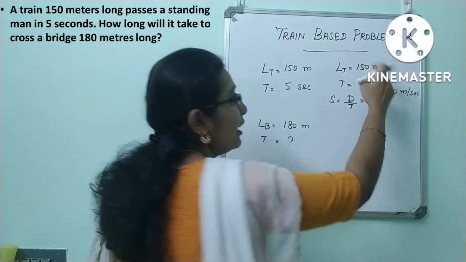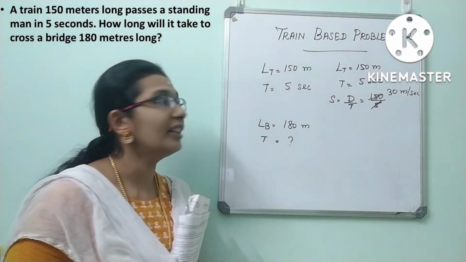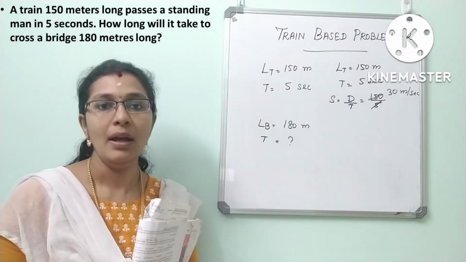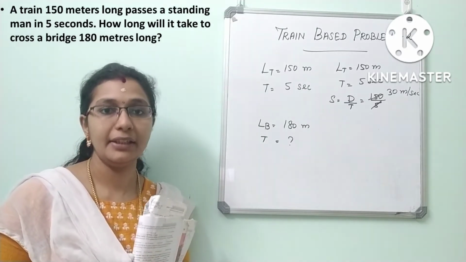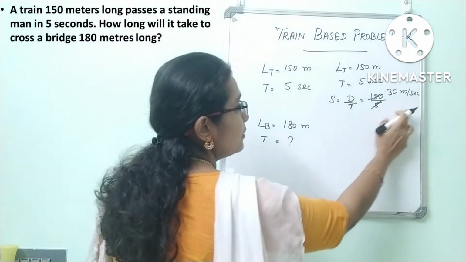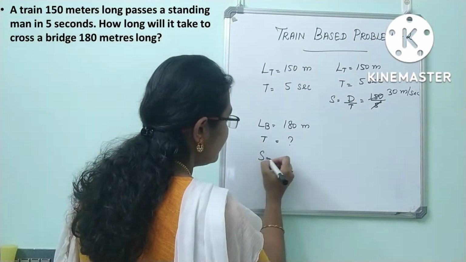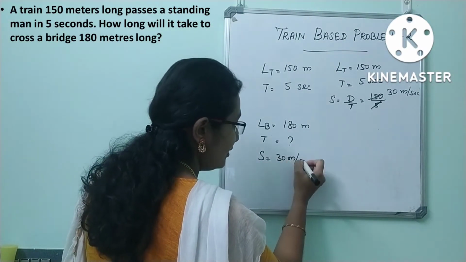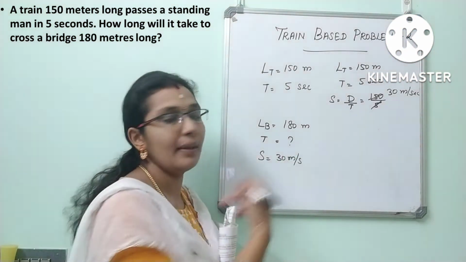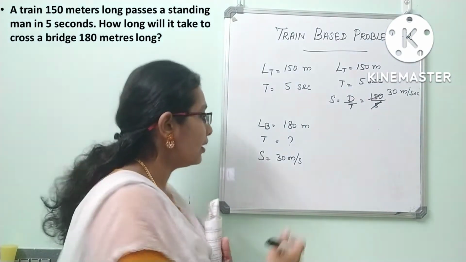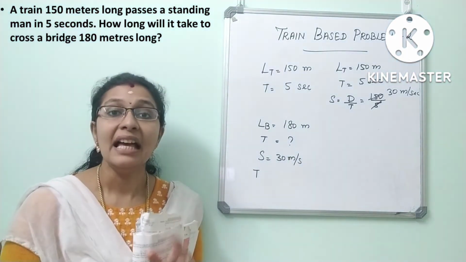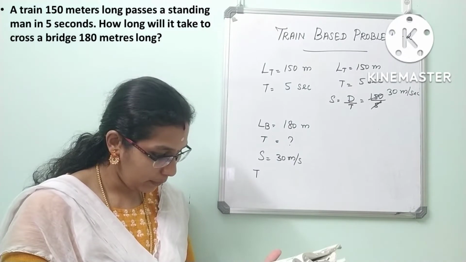So always check the units. Here the units are already given in meters per second, so no issue. If it is given in kilometers per hour, then convert it into meters per second by multiplying it by 5 by 18. Don't forget it, otherwise you will end up with the wrong answer. So now you have got the speed of the train, which is 30 meters per second. The train is moving with the same speed, and in that it is crossing a man and it is crossing a bridge. Now you can easily find the time here, but the length you will have to consider is the length of the train as well as the length of the platform or bridge.